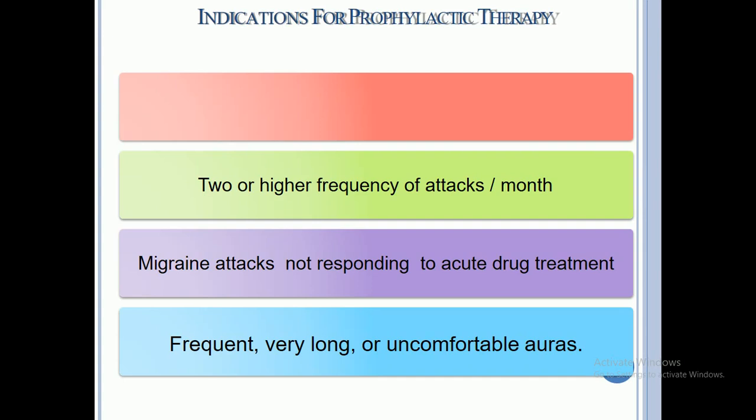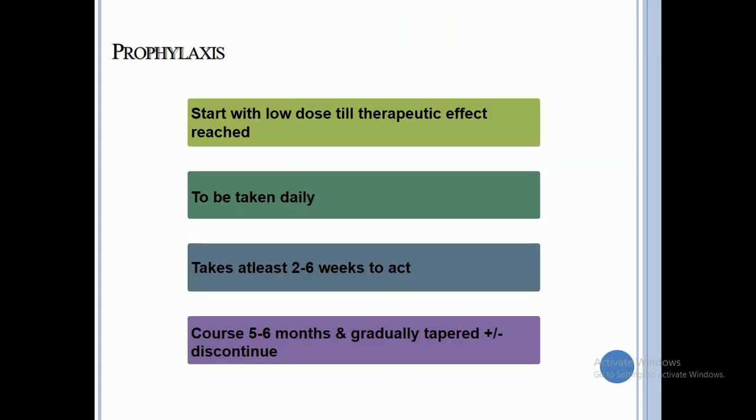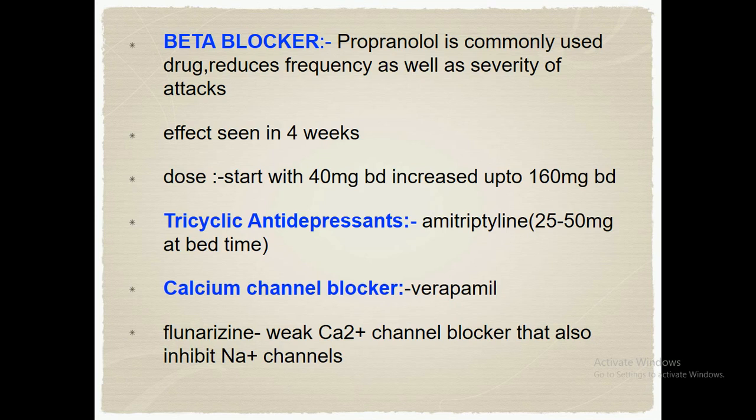Indications for prophylactic therapy: 2 or higher frequency of attacks per month, migraine attacks not responding to acute drug treatment, frequent, very long or uncomfortable attacks. Prophylaxis starts with low doses, taken daily, and takes at least 2 to 6 weeks to act. The course is almost 5 to 6 months, then gradually tapered, increased, decreased or discontinued.